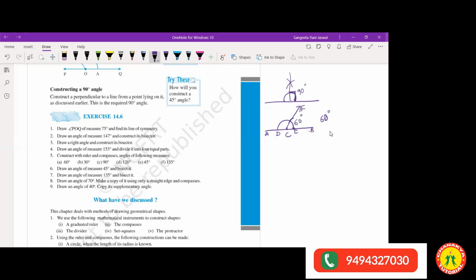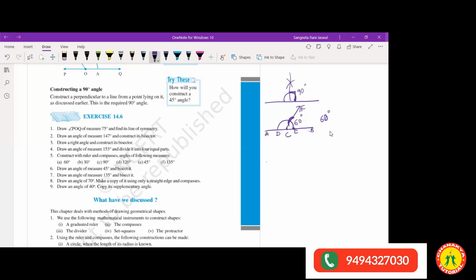You understood this much? Ma'am, with that measurement only, we have to take? Yes, with this measurement only, you have to keep the pointer at E and make an arc here. You don't need to change the measurement of the compass. The compass measurement should be the same.